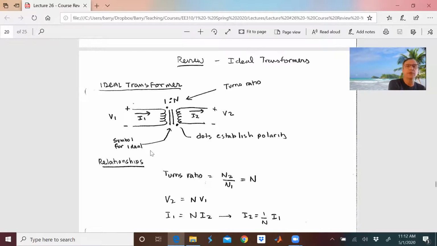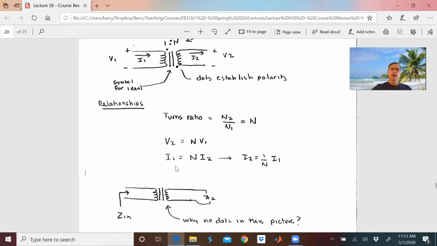Kind of indicates that the coefficient of coupling is 1 because there's a big old piece of iron between them. And the dots establish the polarity. Here I drew the dots on opposite sides. And let's look at the relationships for ideal transformers. The turns ratio is N2 divided by N1, or just N. And the voltage on the secondary is going to be N times V1. Now be careful on this one here, because of course the dot is on the other side. And so in this case, it'd be minus N times V1.